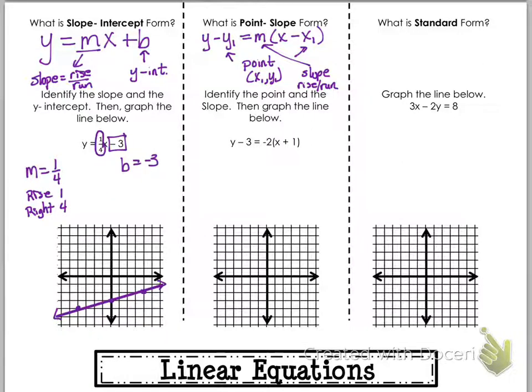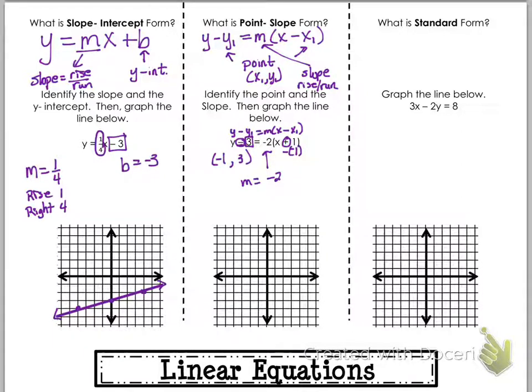Now I'm to identify the point and the slope and then graph the line below. Remember this is y minus y1 is equal to m times x minus x1. If this is a minus here, which it is, then whatever this number is. So my y value is +3, whereas here I have a plus sign, so that means it was minus -1. So my x value is -1. That's my point, and my slope is -2.